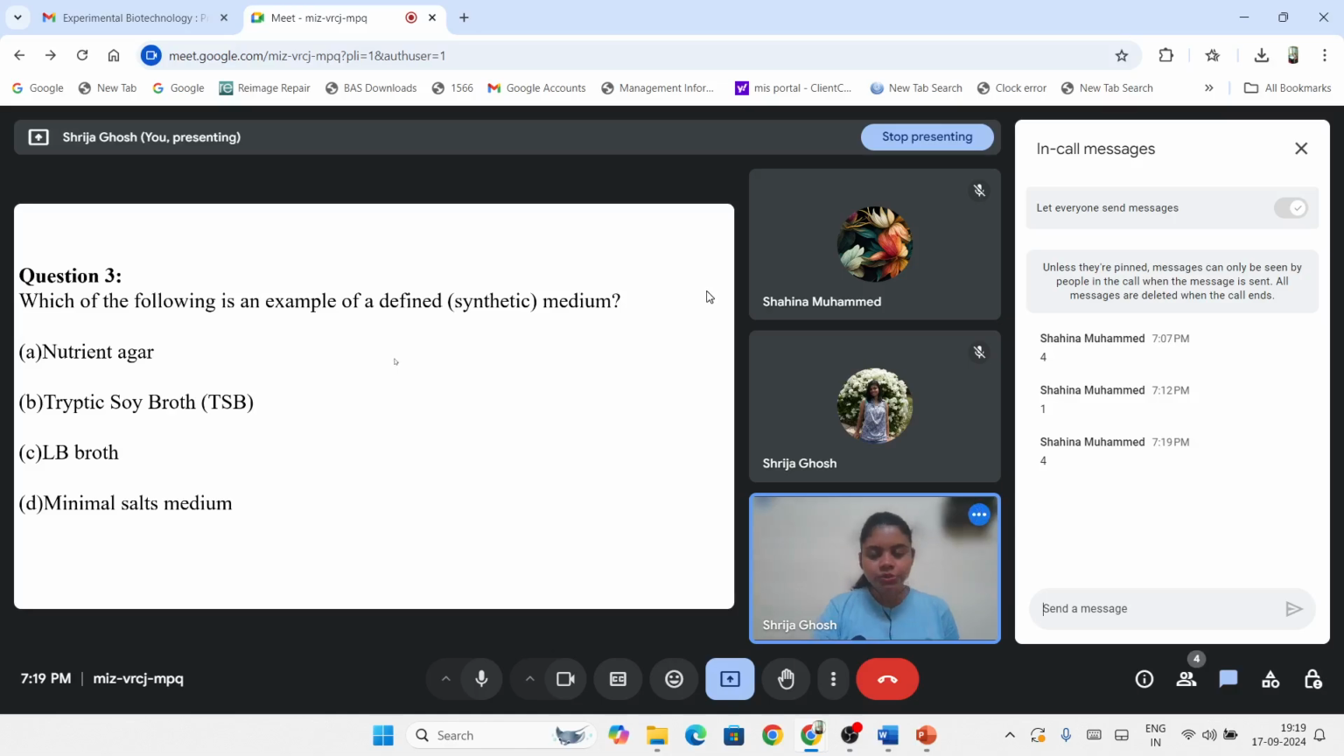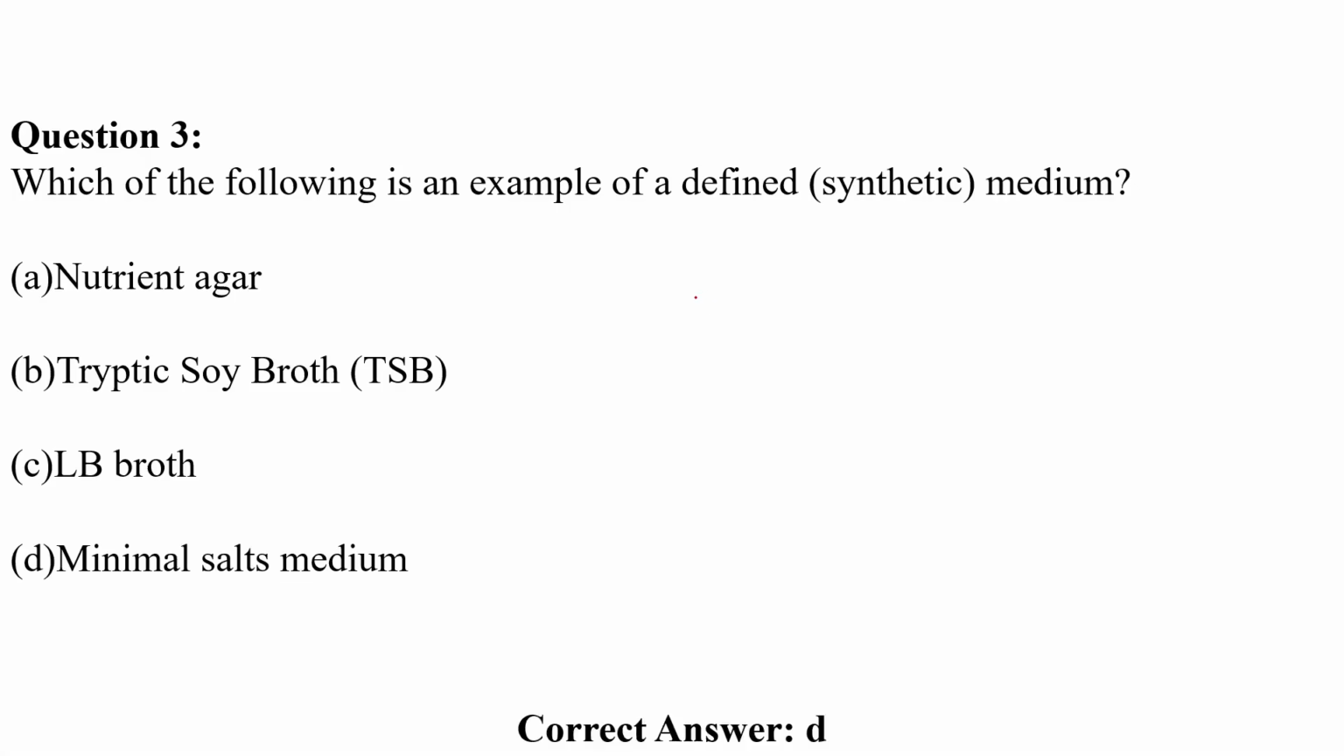You have answered option 4, that is minimal salts medium. That is the correct answer. Option D, minimal salts medium. So we have two terms, defined medium and complex medium. So synthetic medium or defined medium, by the name itself you can see it is defined, right? So the composition of this medium is known. What do we mean by composition of the medium is known?